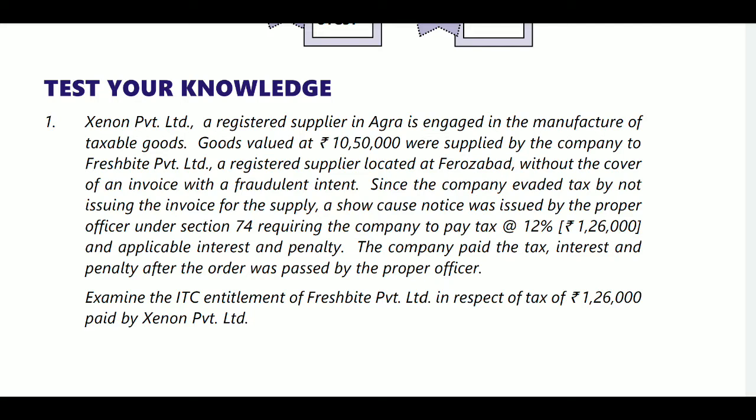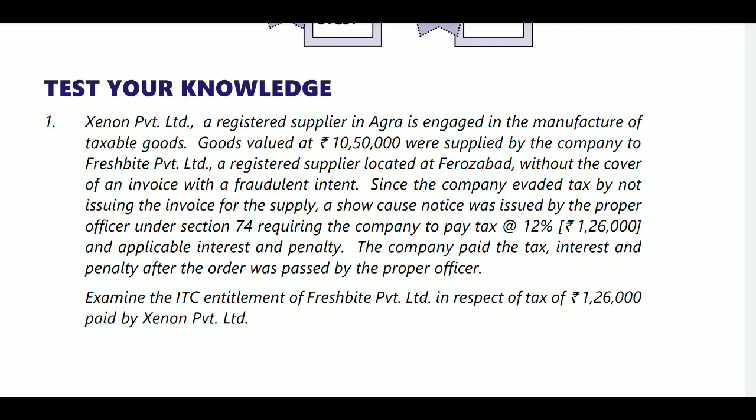Gen Private Limited, Agra, is a registered supplier engaged in the manufacture of taxable goods. Taxable goods valued at 10,50,000 were supplied by the company to Fairshade Private Limited, a registered supplier located in Faridabad, without issuing an invoice, with fraudulent intent. So they did not issue the invoice. It is a fraudulent transaction since the company avoided tax by not issuing the invoice for the supply. So it has not paid the tax related to the amount of 10,50,000.